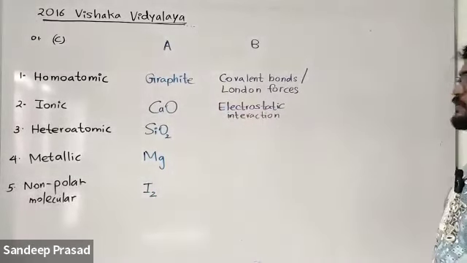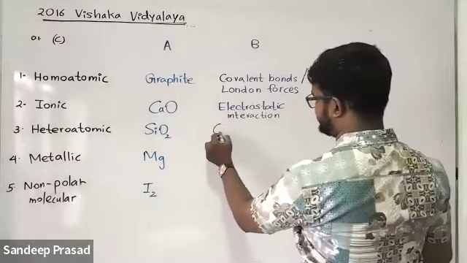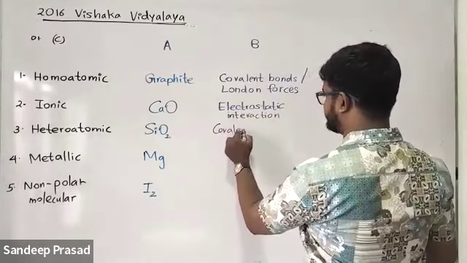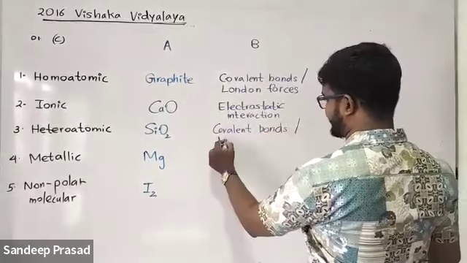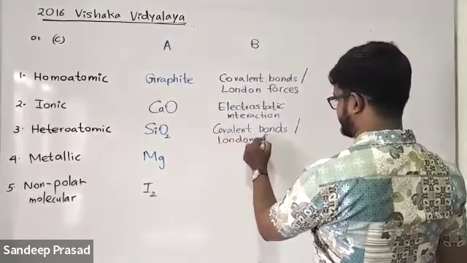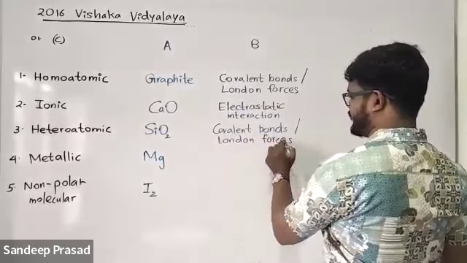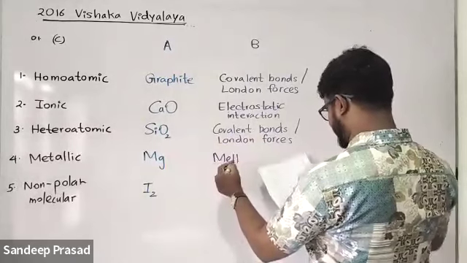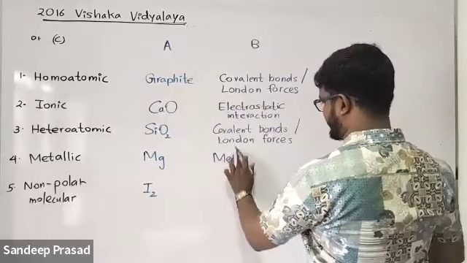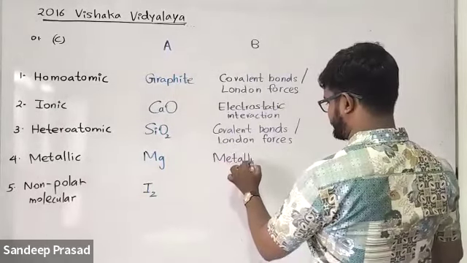Got it? What about silicon dioxide? Silicon dioxide, covalent. This is the primary interaction present in silicon dioxide, and the secondary interaction is London forces. What about magnesium? Magnesium is, of course, a metallic bond. Yes, they have given metallic bonds.